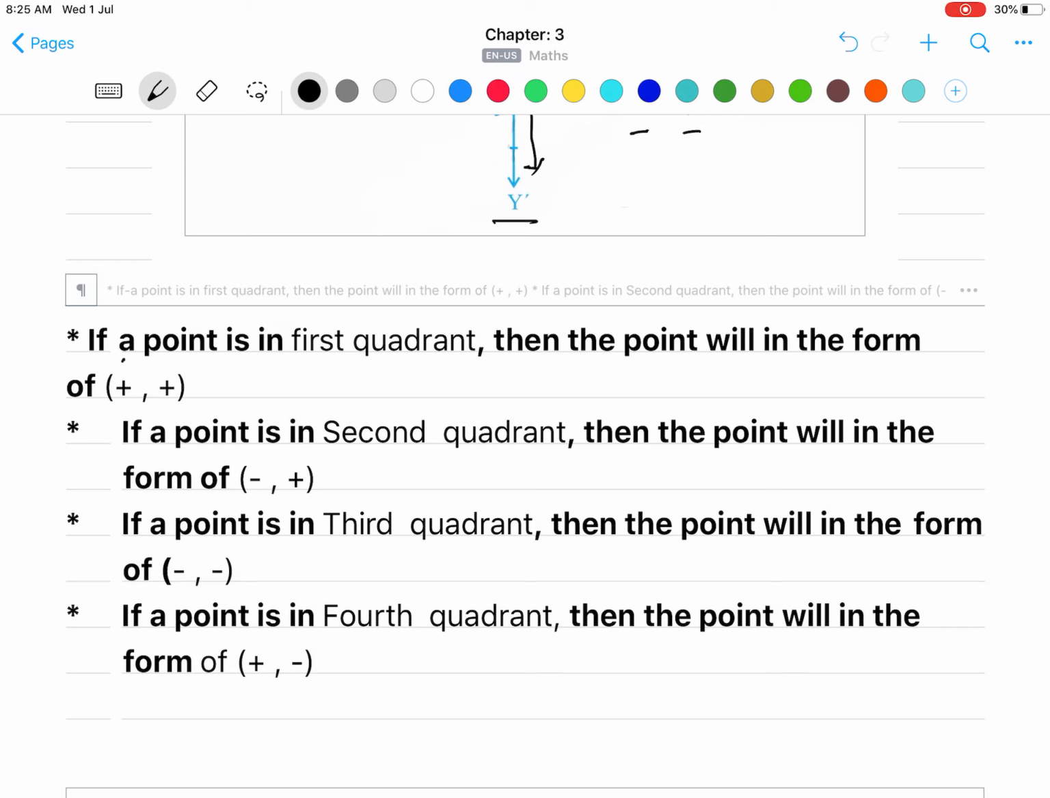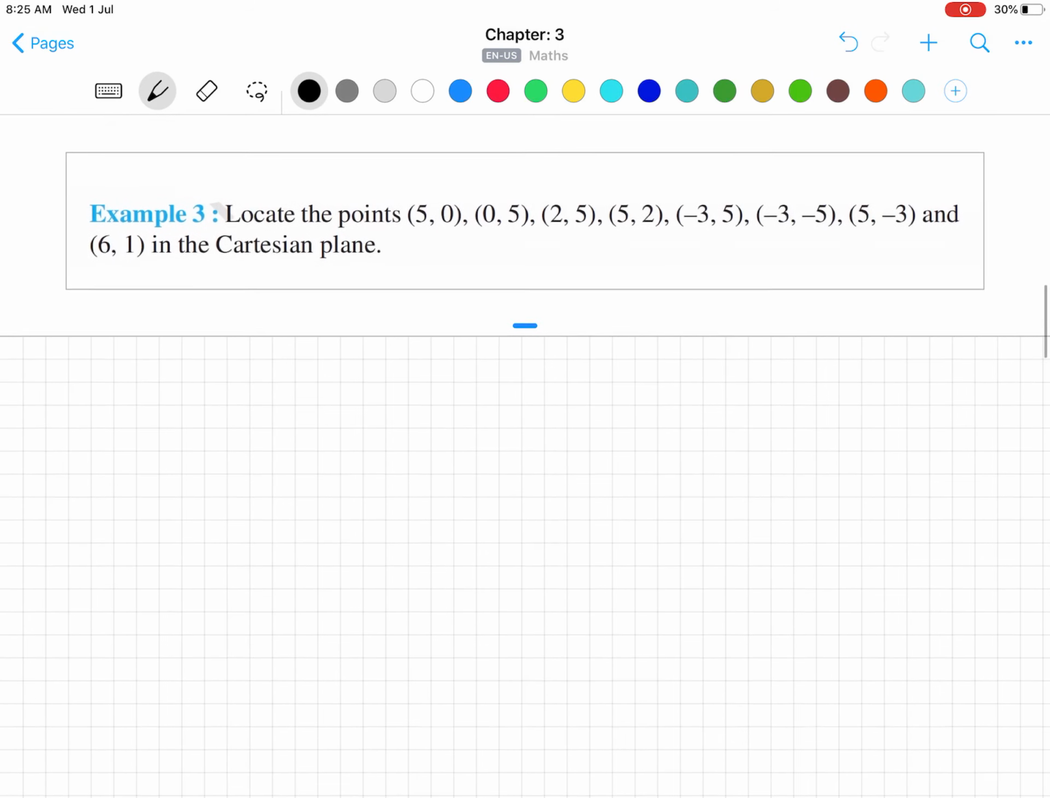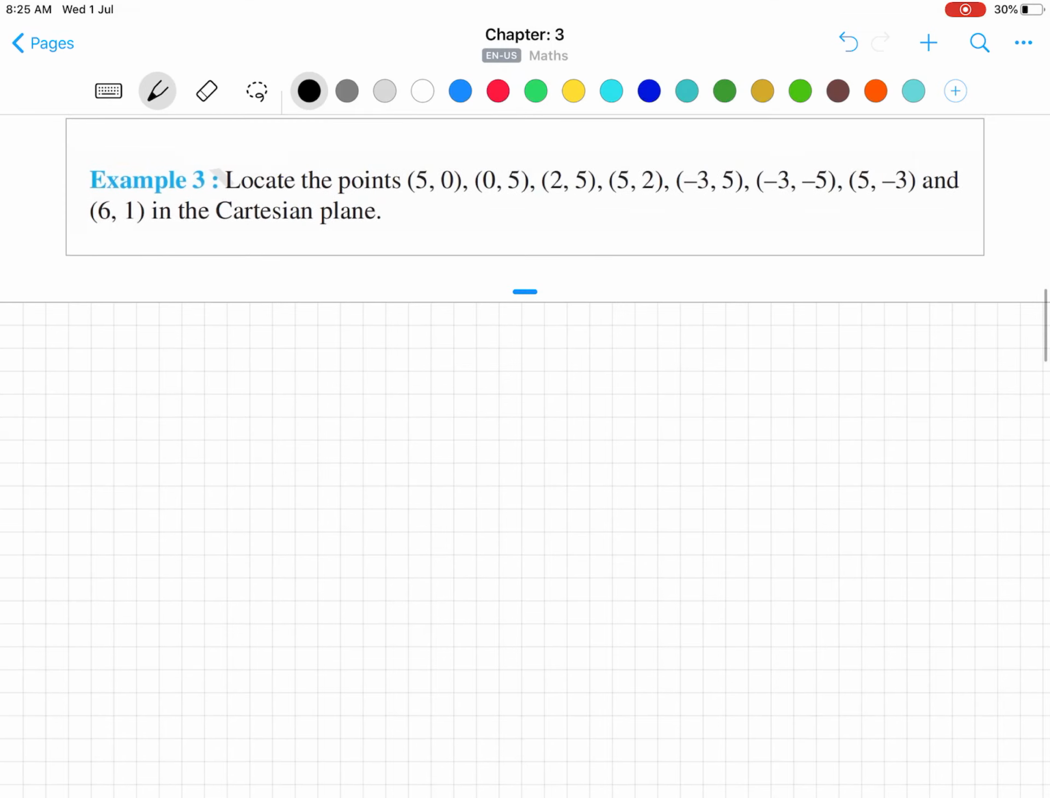Based on this we have this exercise 3.3. Before that we have 2 examples. So we'll first do the example, which is example number 3. Locate the points (5, 0), (0, 5), (2, 5), (5, 2), (-3, -3) and (5, -3), (-5, 5), (-3, 6), (1, 0) in the Cartesian plane.